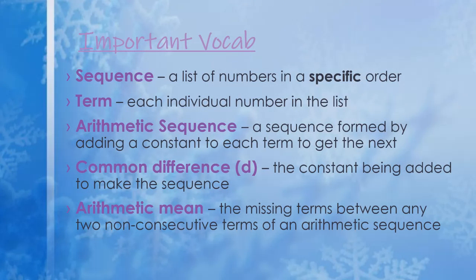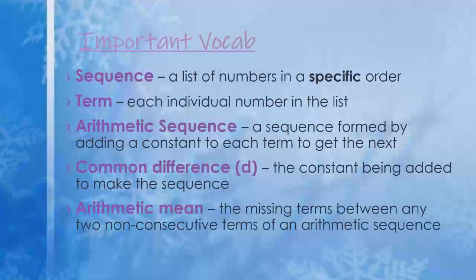The first thing you need to know is, what is a sequence? A sequence is a list of numbers in a specific order, okay? The order of the sequence matters because that's what determines how the sequence continues. Within that sequence, there's an individual number. Those are called the terms. So if your sequence is 1, 2, 3, 4, 5, 1 is a term, 2 is a term, 3 is a term, 4 is a term, 5 is a term, and they all make up a sequence.